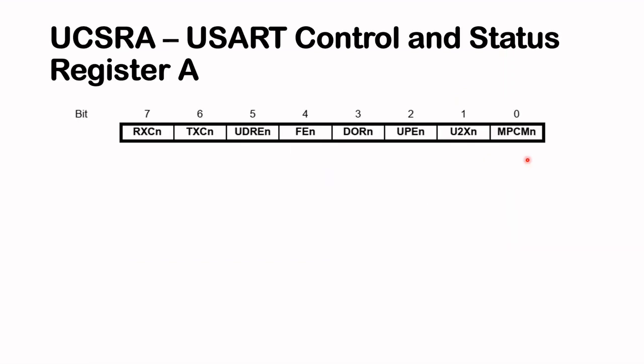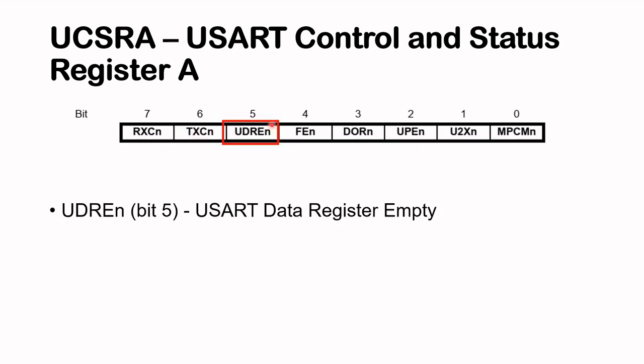Now let's take a look at the next register, which is the UCSRA, the USART control and status register A. Now this is an 8-bit register, but I want to focus on this bit here. Bit 5. Remember, we start with bit 0. So bit 5 is the USART data register empty bit. The E stands for empty. So this is the bit that we want to focus on. We will be doing the programming later on. You'll see how this works.